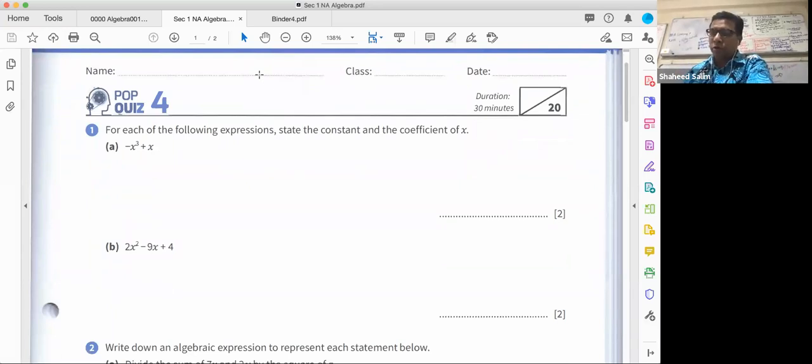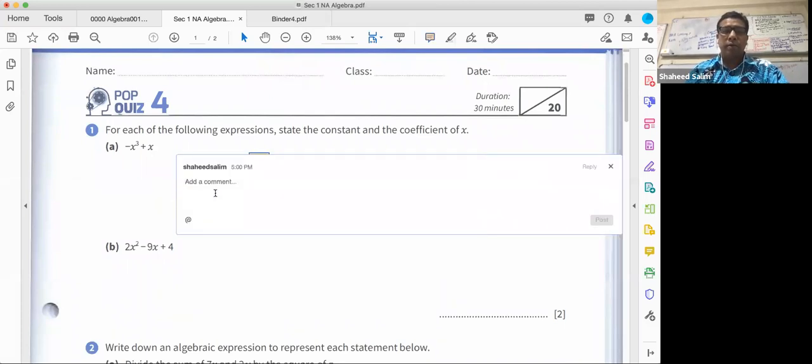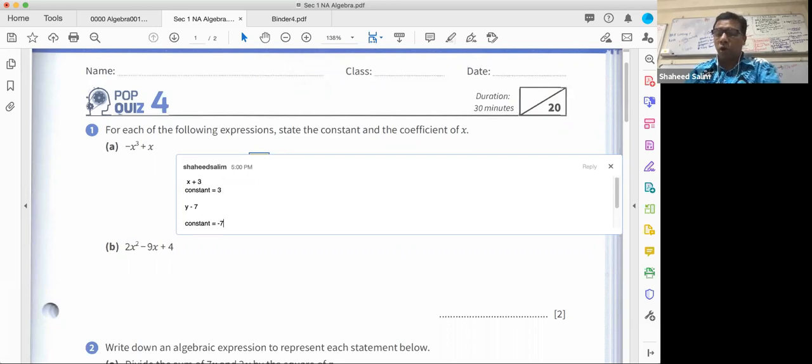If they ask you what is constant, now constant is always a number. Let's say now if I give you x plus 3. Now what is a constant? Constant equals 3. It's always a number. Let's say it's y minus 7. What's the constant? Constant equals minus 7. Okay. So constant is always the number.